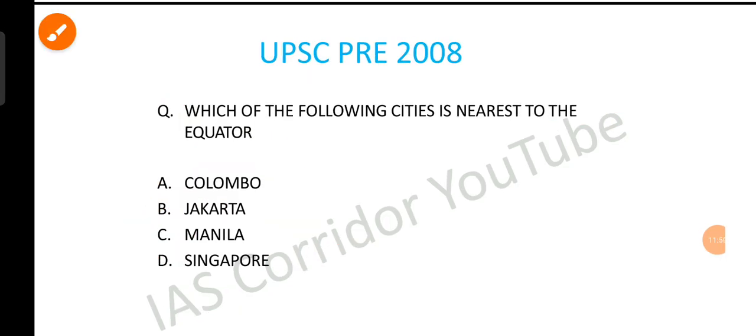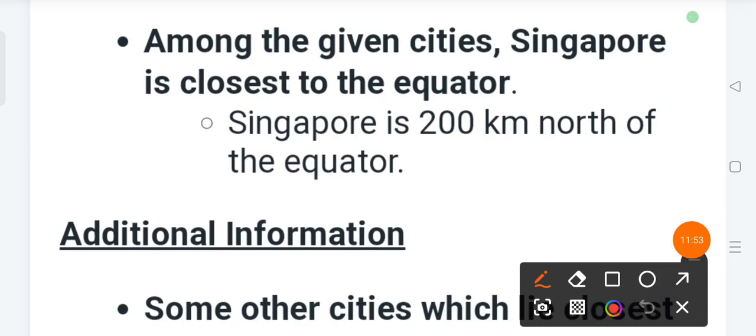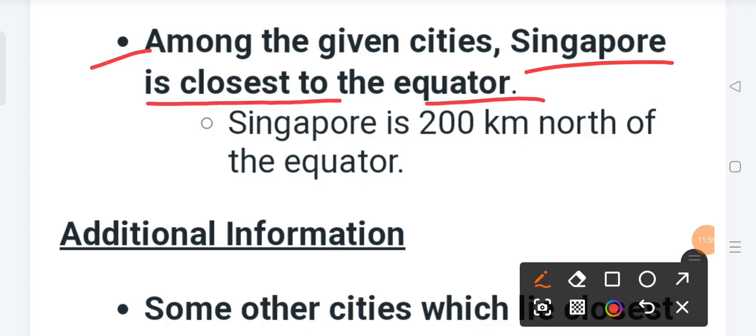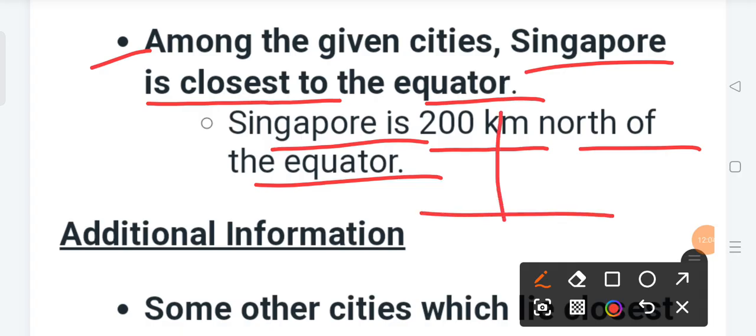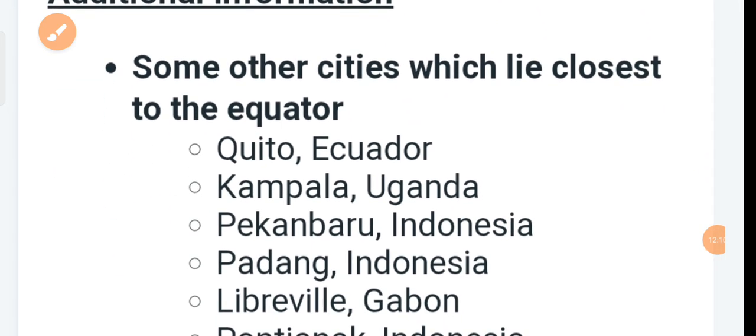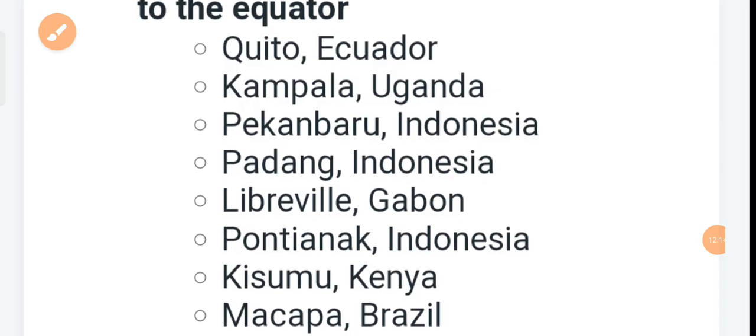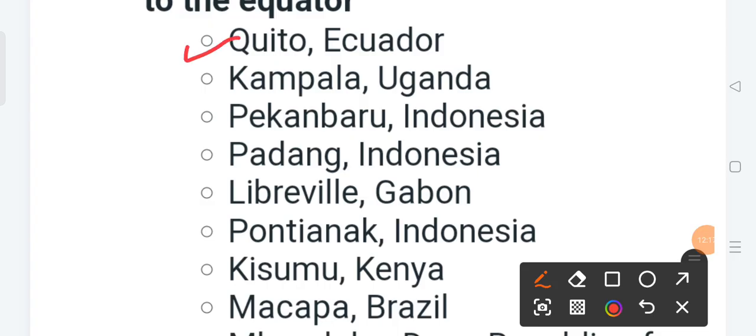Now we see what. So here Singapore is closest to the equator. Singapore is 200 km north of the equator line. So equator is this, and we move further north, so it is Singapore. Okay. Now we see some other closest cities to the equator, as in Ecuador it is Quito. In Uganda it is Kampala. Okay. In Indonesia it is Pekanbaru. So Pekanbaru is the closest to the equator line. In Indonesia also Padang.